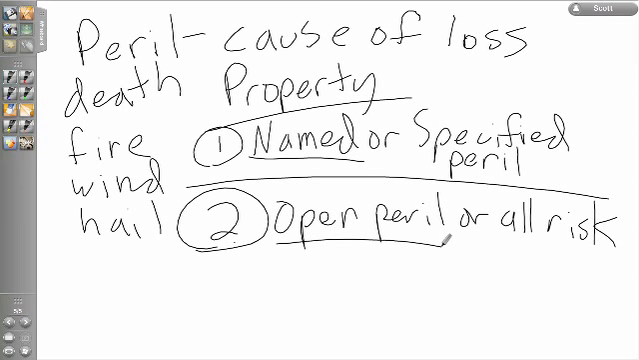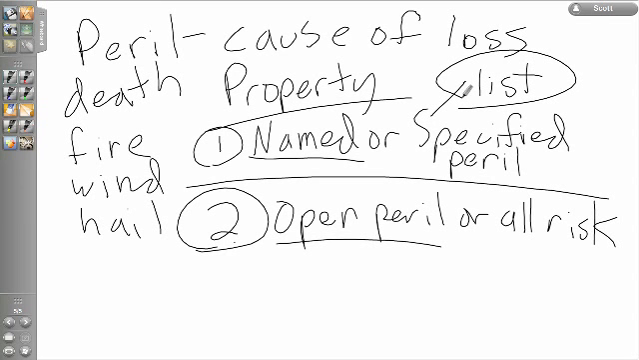Essentially, it's semantics. So when you buy the policy, if you have a named or specified peril policy and you want to know what's covered, you look in the policy because they list the perils covered, or they name them, or they specify them in the policy. And if a peril is not listed in your policy, it's not covered.